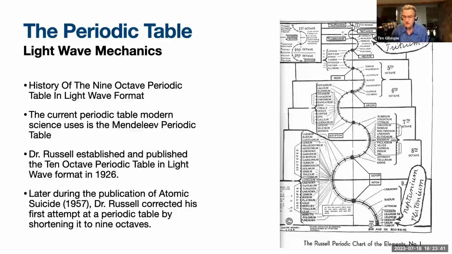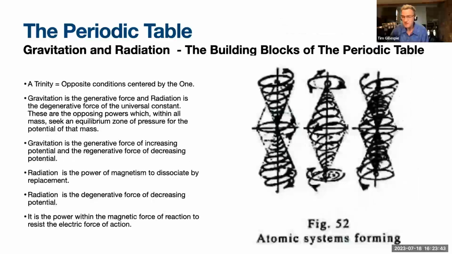Before we go forward into the table, let's take a step backwards and talk about the forces behind the table. What makes the table work? That is gravitation and radiation, which is the one force in the universe. And it can be complexed into 18 different dimensions.